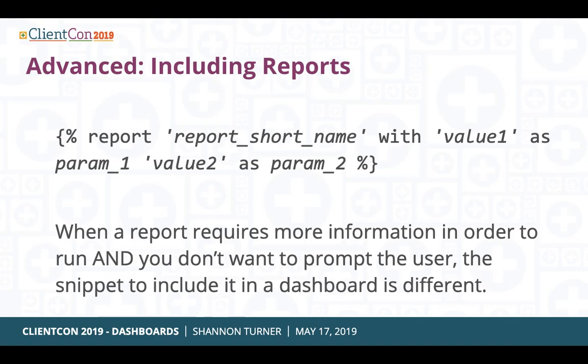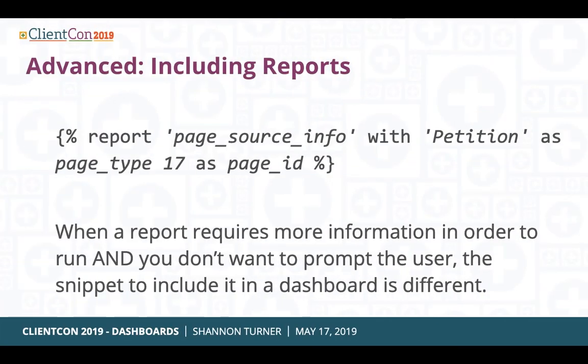What does that mean exactly? Let's bust up that jargon. Param1, value 1, param2, value 2, that's pretty abstract. Let's make it more concrete. So the report page source info was asking for the page type and which page. So those are the parameters that it's asking for. The values that we give it are the specific page and its type. So in my example, I want to see the results for page ID 17, which is a petition page.